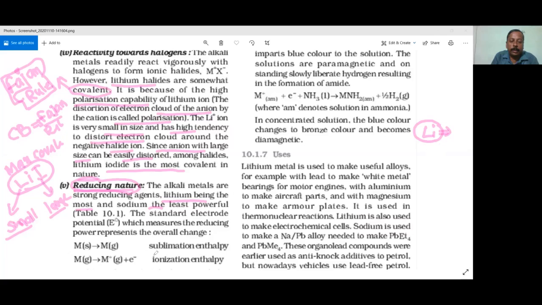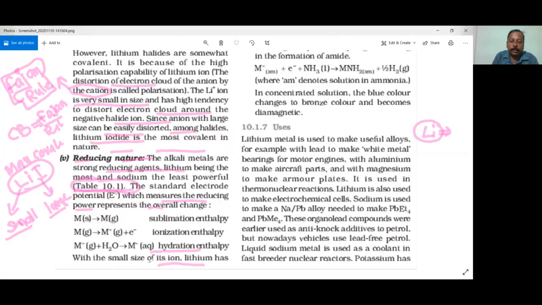The standard electrode potential depends on what factor? First of all, sublimation energy. Second, ionization energy. Some more things are there. So hydration energy also, three things on which it will depend. What are those? Sublimation energy, ionization energy, and hydration energy.